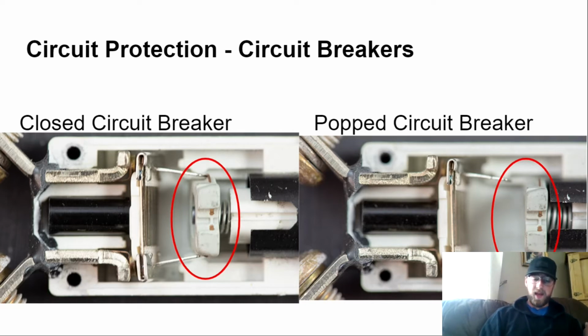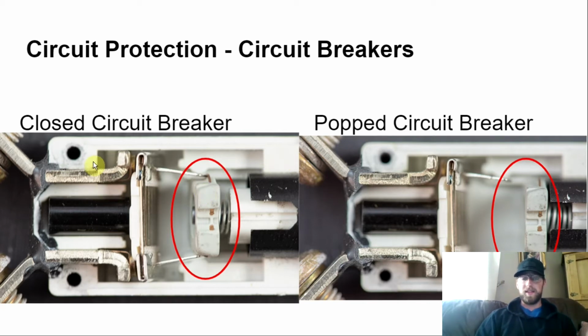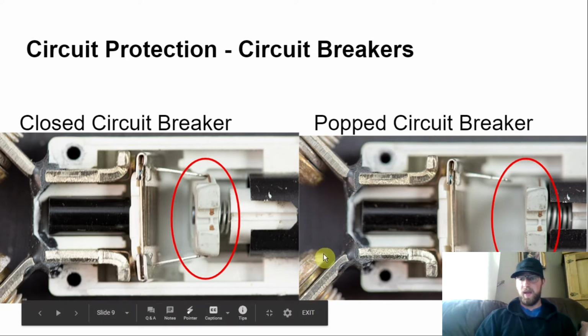Here's how it works. At a predetermined overload, the heat caused by current passing through the disc causes the disc to reverse its curvature or snap. The snapping action separates the electrical contacts and opens up the circuit, as we can see in these two pictures. On the left we have a closed circuit breaker, so this is allowing the current to flow through, and over here we have a popped circuit breaker.